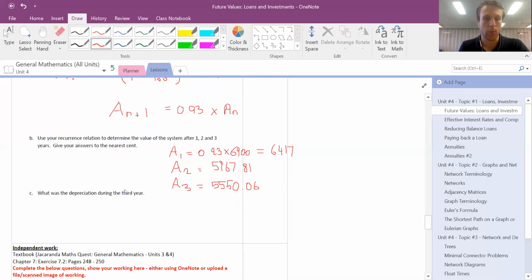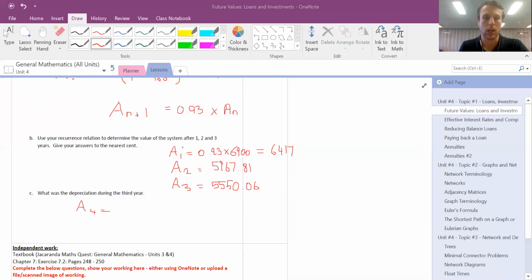Now it's asking, what was the depreciation during the third year? We can take this two ways. One way is how much it has depreciated from the second to the third year, but it's asking during the third year. So I'm going to assume it's going from A3 to A4. So I'm going to work out the A4 value by doing the exact same approach.